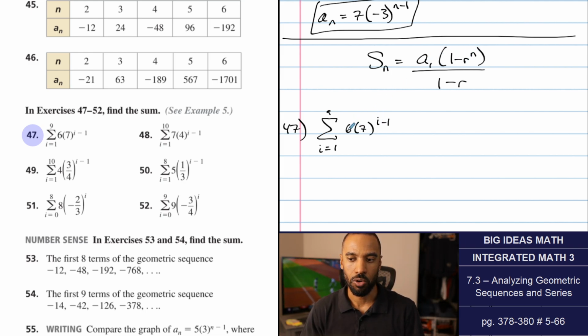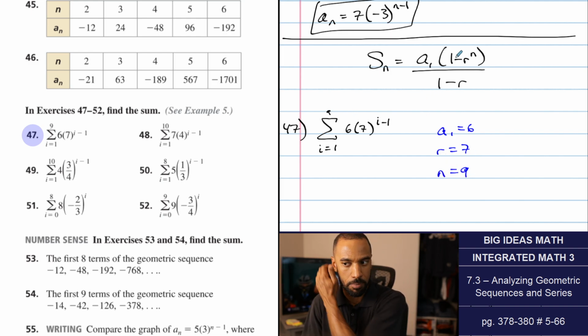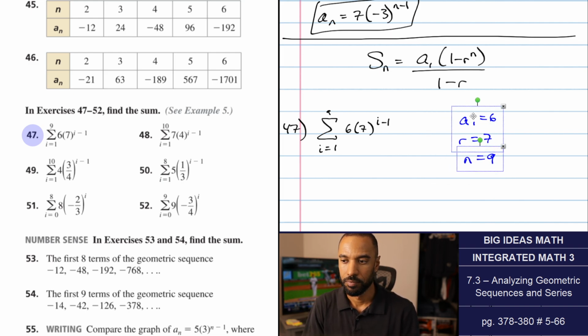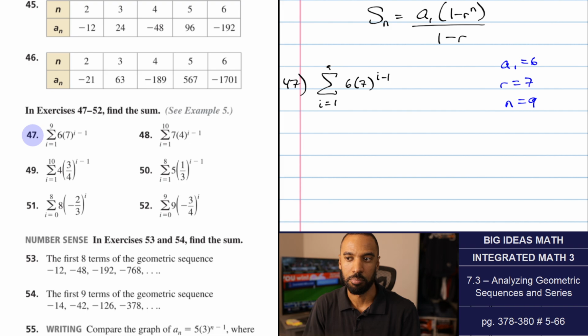Based on what you see, that whole a sub 1 times r to the n minus 1 power, your first term is 6, your common ratio is 7. From 1 to 9, your number of terms is 9. We know straight up that we have that information, so we can write out the formula. I didn't have to plug in anything there. I just have to now plug them into this formula here.